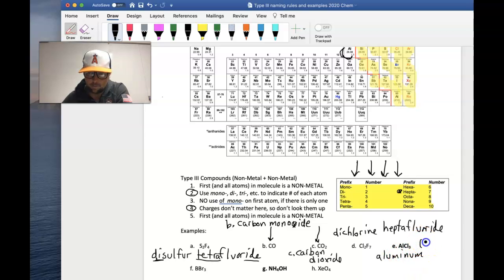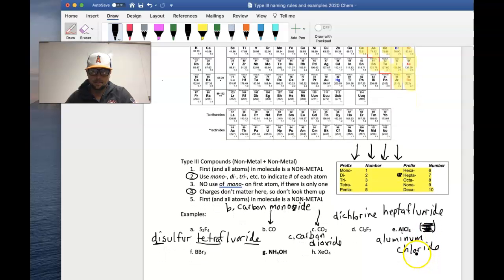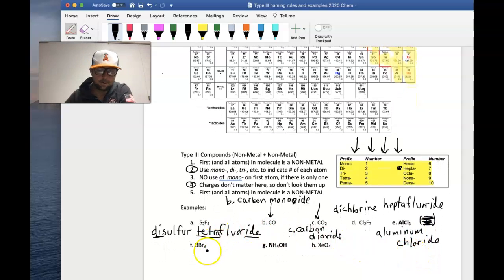So it's really important that you give the correct type of naming. So this is a type 1, metal and nonmetal. So we just call this aluminum chloride. There's no Roman numeral in the name. I'm just saying it's a type 1. So it's not aluminum 3 chloride or aluminum 1 chloride. It's just aluminum chloride because we know the charge of aluminum is +3. For these next examples, I put a semimetal in letter F here. So a boron and 3 bromides is just going to be boron tribromide.